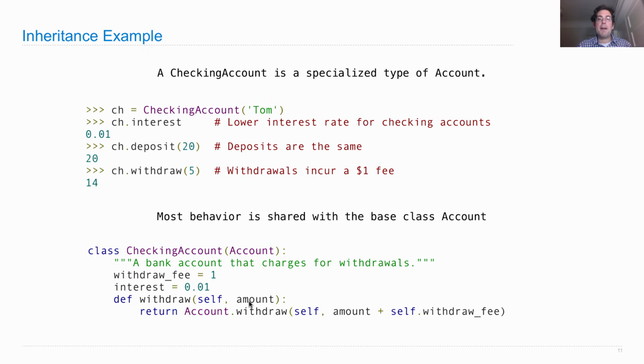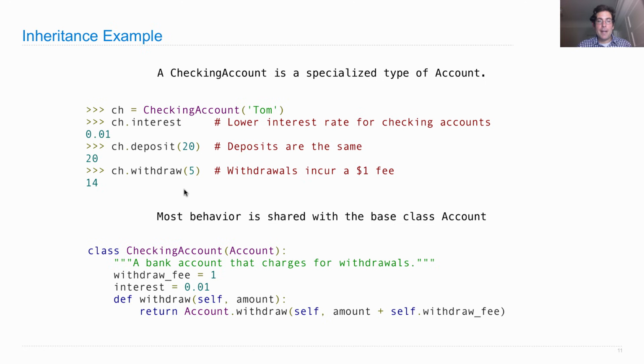So the withdrawal method takes some amount, and what it does is it withdraws from the current account the amount that was specified plus whatever the withdrawal fee is for this current account. Now, why do I keep saying current account when it says self right there? Well, remember that self is the name we use to refer to the object on which this method gets invoked. So when we actually call withdraw right here, self will be bound to this checking account, which is currently called ch and was originally created with this call to checking account.